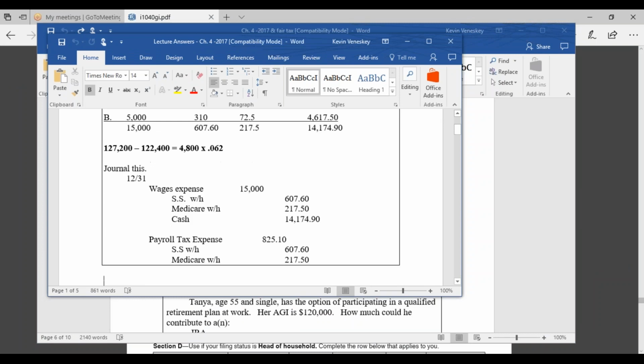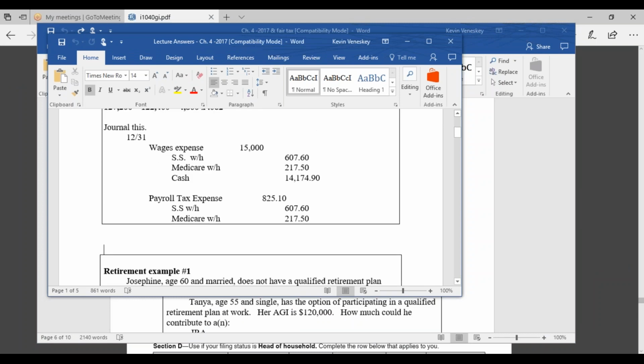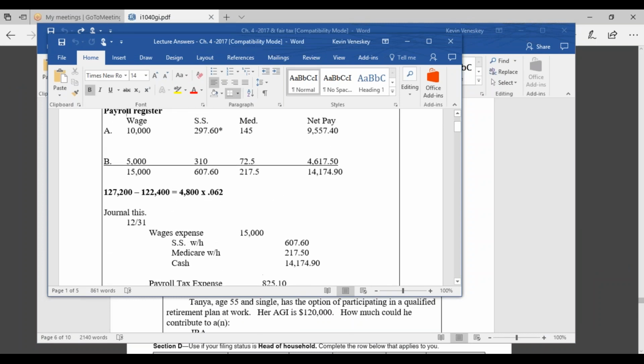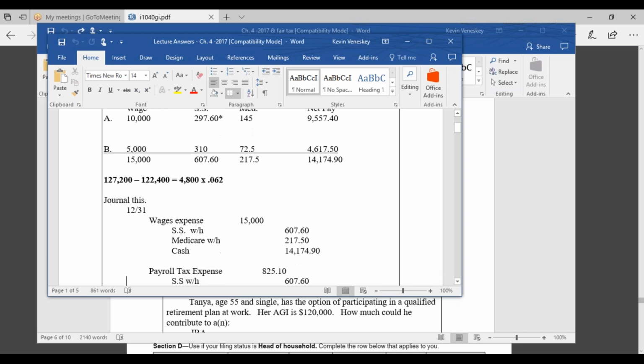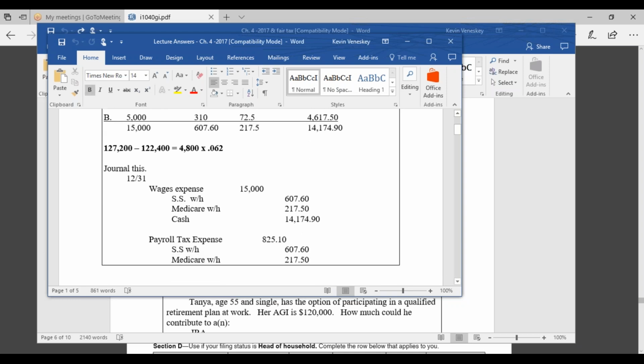All right. If you were doing it at the very beginning of the lecture and you did the payroll register, here are the answers for that. At this time, you'll want to pause and jot down these answers. This is from the very beginning of the lecture, the review. And here was the journal entry.